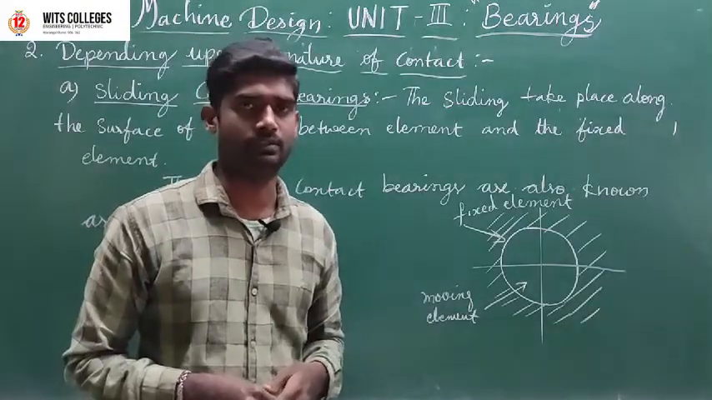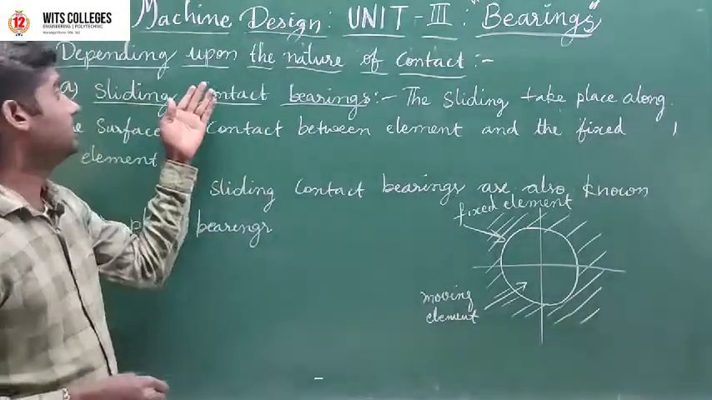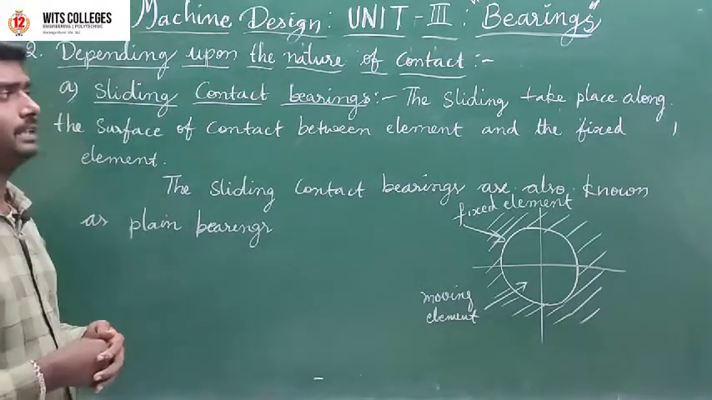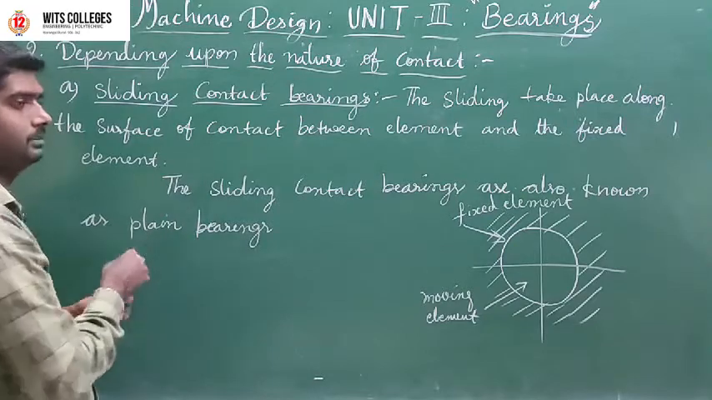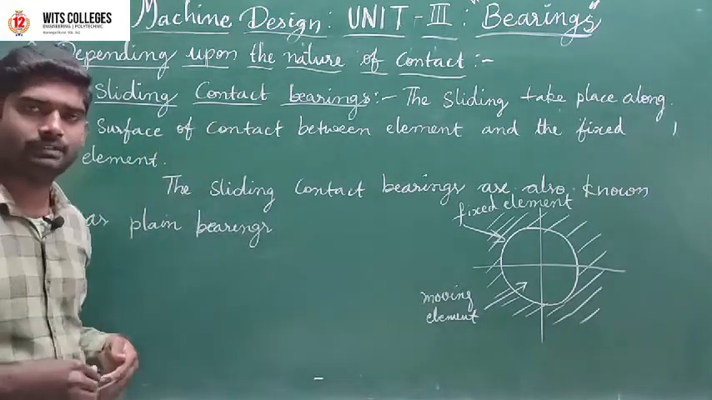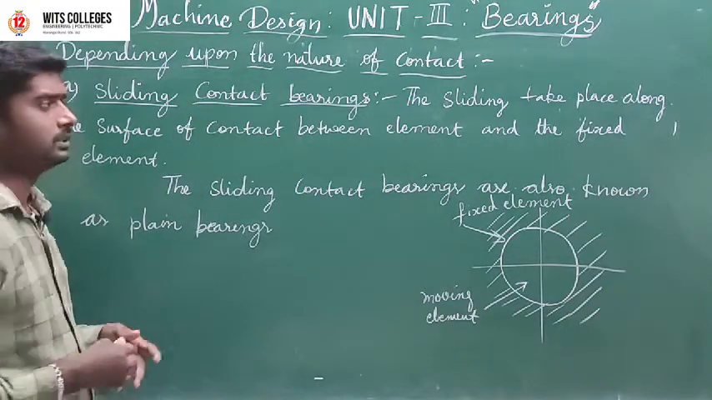Second classification, depending upon the nature of contact, is again divided into two types. The first one is sliding contact bearings, and the second one is rolling contact bearings.